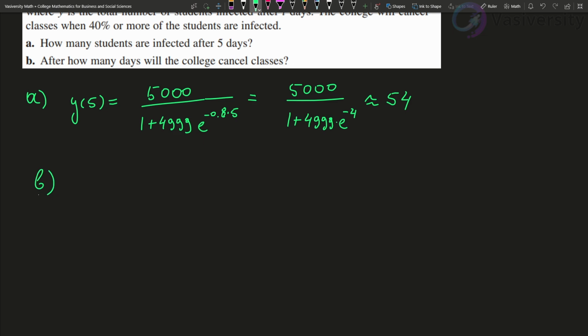After how many days will the college cancel classes? Okay, so we know that we need half a student, or 40% of the students, right? So what is 40%? 40 over 100 times 5,000, which is the same thing as 40 times 50, which is going to give us 2,000. So we have to have at least 2,000 students sick.